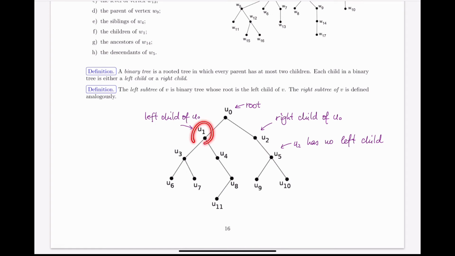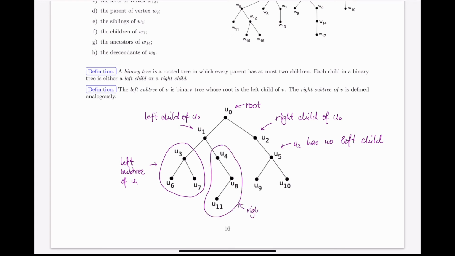But thinking about U1 here, I can note that in terms of subtrees, this is a left subtree of my U1, okay, and it has U3 as a root, and this is a right subtree of U1. Now, the lack of left child for U2 means there's no left subtree for U2, but there's of course still a right subtree for U2, okay?